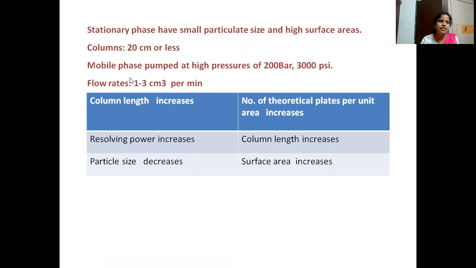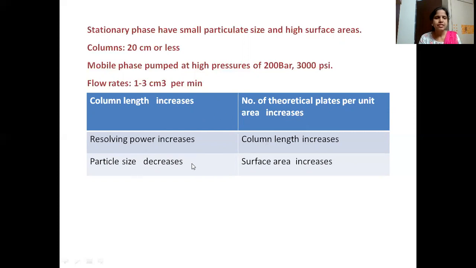So when we increase the column length, the number of theoretical plates per unit area will increase. What happens is, when the theoretical plates are increasing, that means we will get a high resolution spectra. And the resolving power increases when the column length increases. So when the column length increases, theoretical plates per unit increase, therefore the resolving power also increases.